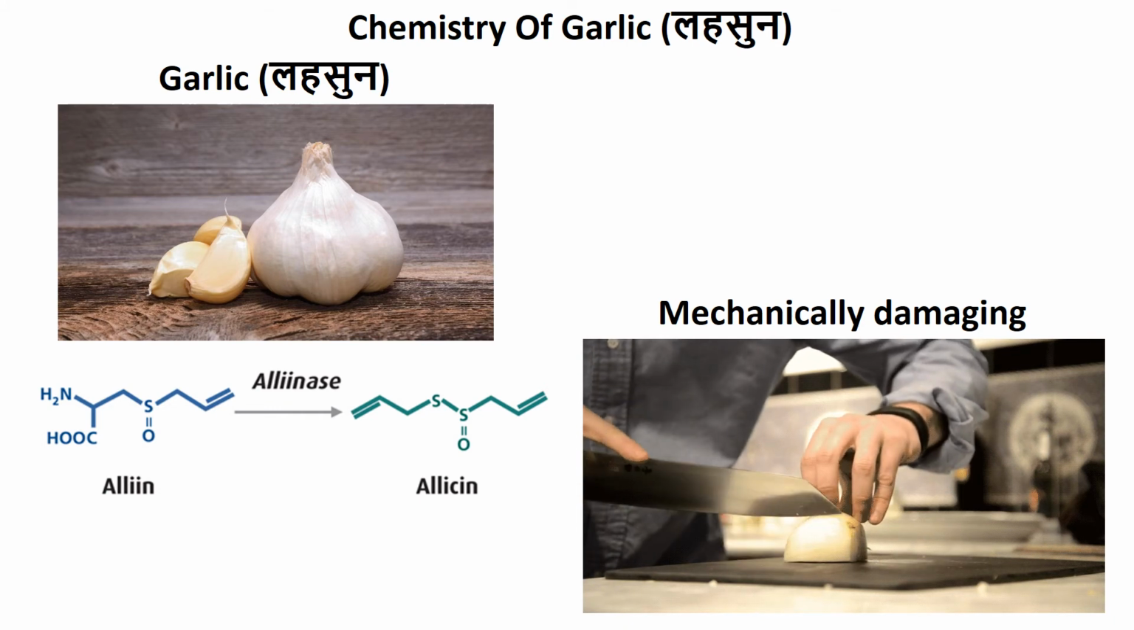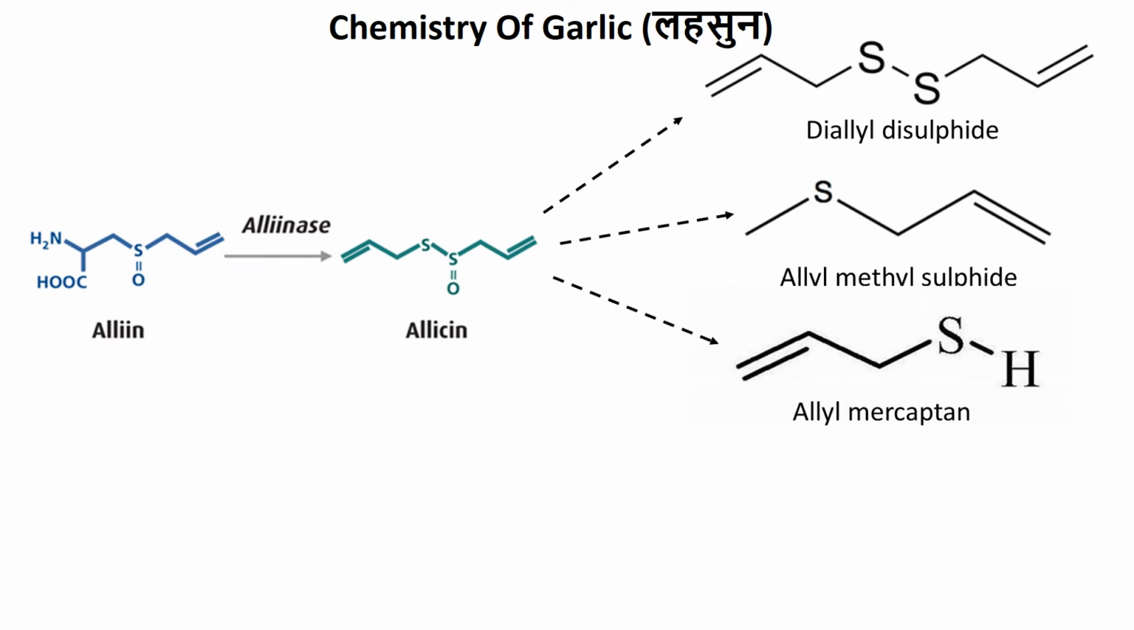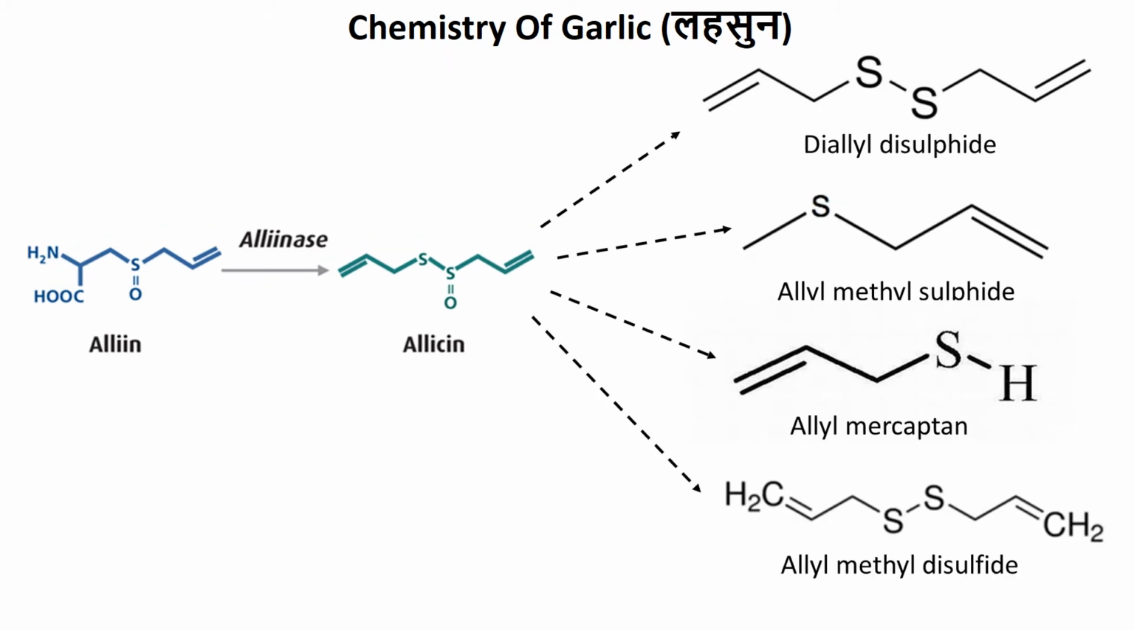Research has identified four major compounds that contribute: diallyl disulfide, allyl methyl sulfide, allyl mercaptan, and allyl methyl disulfide. Of these, allyl methyl sulfide is the compound that takes longest for the body to break down.